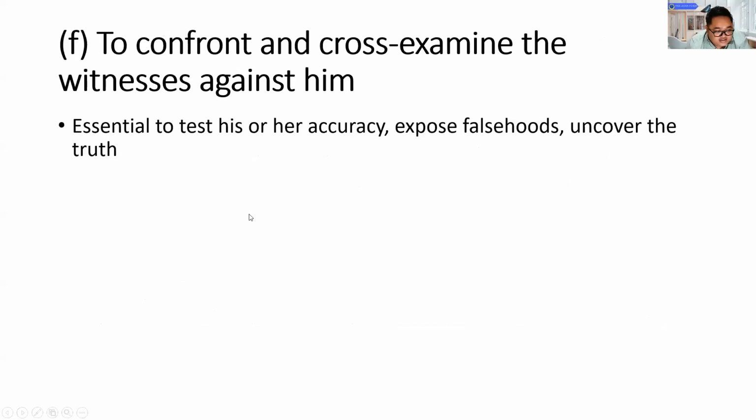Next is to confront and cross-examine the witnesses against him. So it is essential to test his or her accuracy to expose falsehoods, uncover the truth. So it is the right of the accused to cross-examine his witnesses. Gano man, para may bala niya kung tama ba iyang ginaingon. This is to also to observe na, is he lying or is he trying to cover something or is he trying to impute the accused? So, ang nagabuhat sa cross-examination is the lawyer. Although the right is given to the accused, but it will be the lawyer who will be giving you such right by cross-examining the witnesses that are testifying against you.